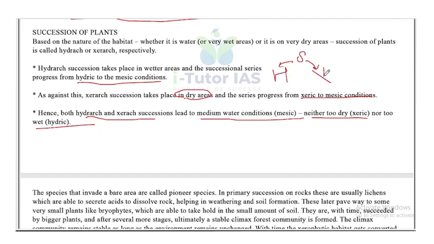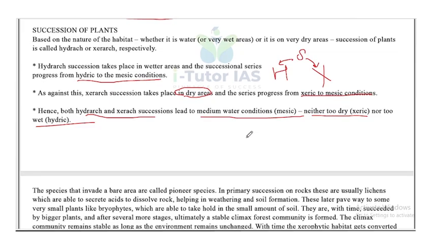Hydrarch succession takes place in wetter areas, and the successional series proceeds from hydric to mesic condition. And in the case of xerarch succession, the succession takes place from xeric or dry conditions to mesic conditions. So in both cases, be it hydrarch or xerarch succession, the final community or final habitat will be a mesic condition, that is, the medium water conditions.